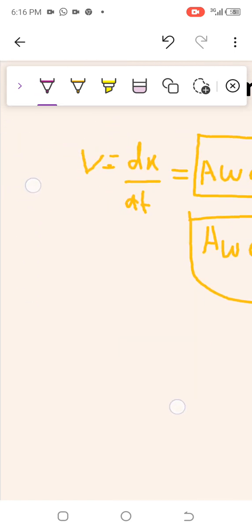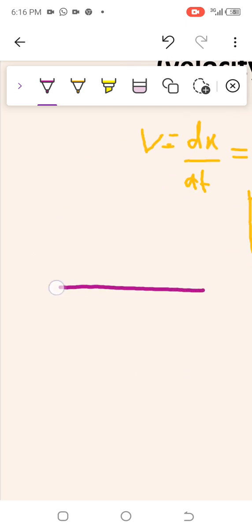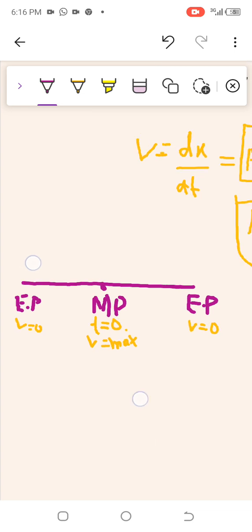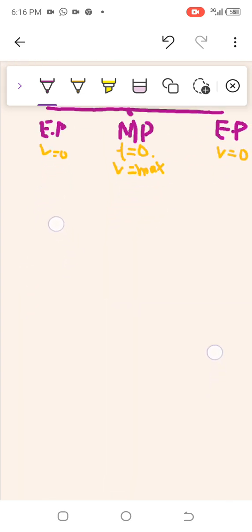Before making the graph, we should consider the displacement time graph, the mean position and the extreme position. At the mean position the time is equal to 0, and the velocity here is maximum. At the extreme position the velocity is 0. So at the mean position the velocity is maximum. Now let's start making the graph.